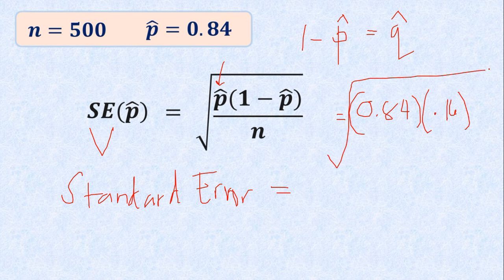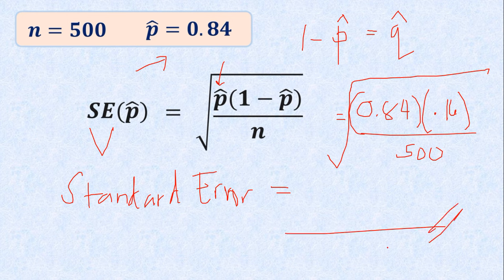Okay? So, ibig sabihin po, ito po ay 0.16. Don't forget na naka-square root po siya, and your n is 500. Now, compute the standard error if n is equal to 500 and your p-hat is 0.84. What is the final answer? Square root nyo yung baba at sa taas, ha? I-direct nyo na yan, 0.84 times 0.16 all over 500. Don't forget to include the square root, or the radical sign. Both the numerator and the denominator. So, what is the final answer in your calculator?